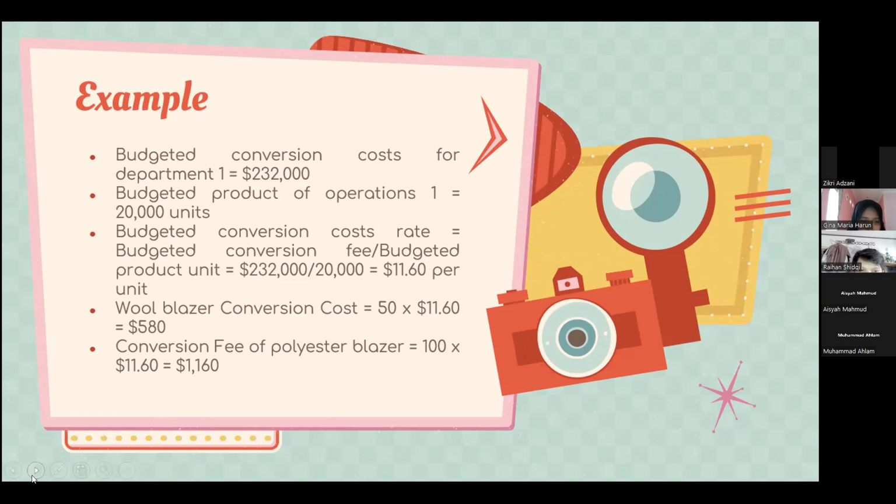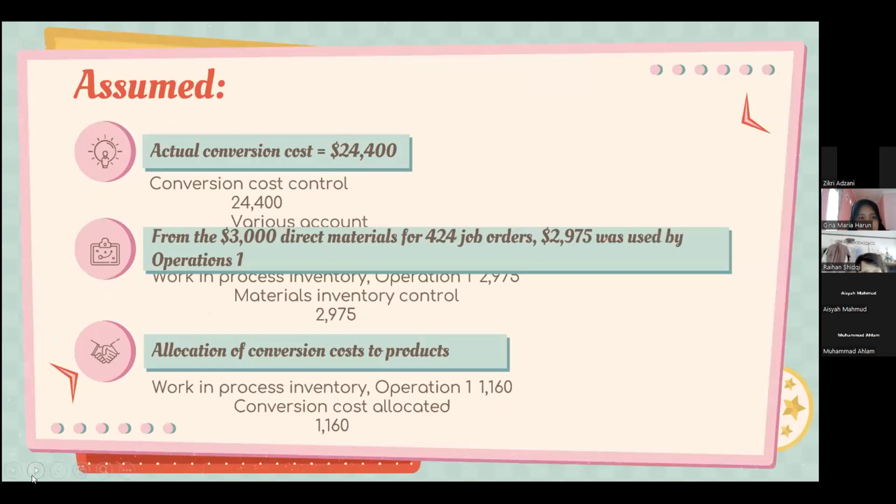It results in $580. And then the conversion cost of the polyester blazer is 100 multiplied by $11.60, so the result is $1,160. Next. So we can assume that the first actual conversion cost is $24,400. So the journal is conversion cost control for the debit and various accounts in the credit.